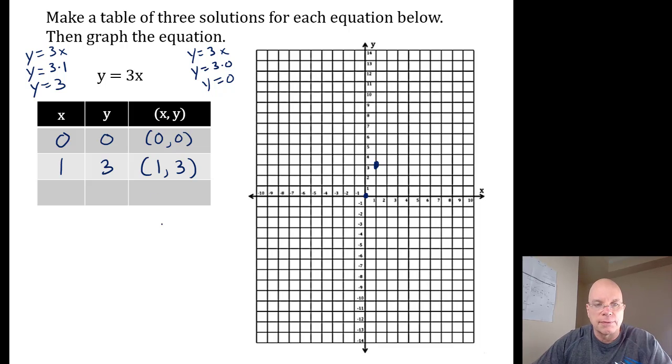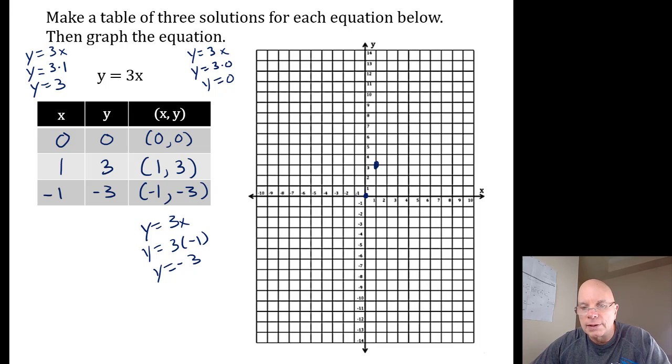Let's do a negative value for x. If x is negative 1, y equals 3x. y is equal to 3 multiplied by negative 1. So y in this case would be negative 3. So negative 1 as your input gives you negative 3 as your output. So 1 left and down 3. And I think you can see that that would make a straight line.